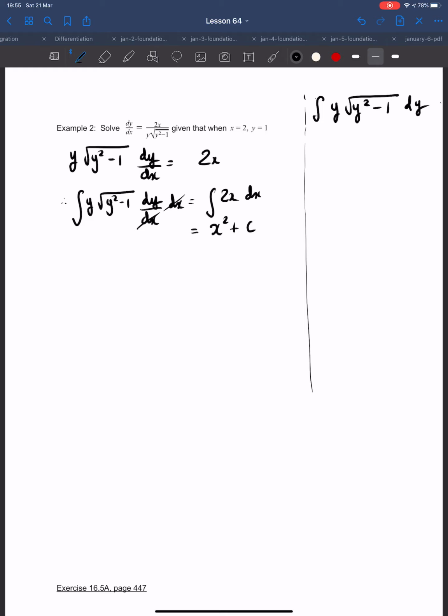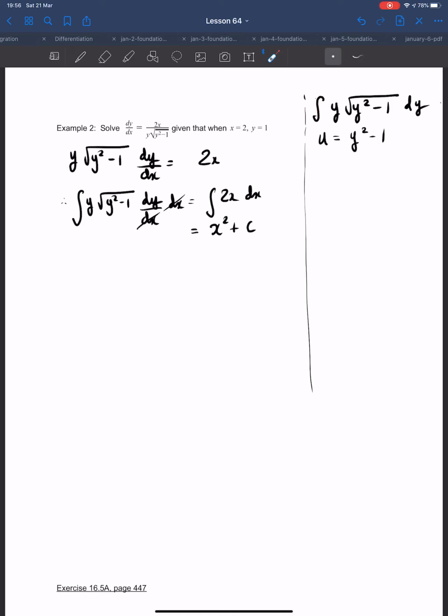When it's like this, you can think of the square root sign as being treated like a bracket. Sometimes you've got a sine of a bracket, cosine of a bracket, square root, e to a bracket, log of a bracket. The square root, we can treat that as a bracket. Because the power of y inside the bracket is 1 more than the power of y outside the square root sign, you make a substitution. u is y squared minus 1.